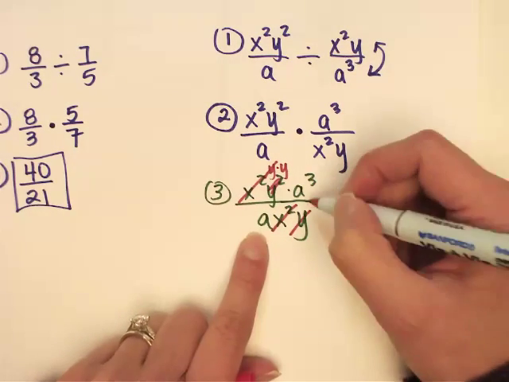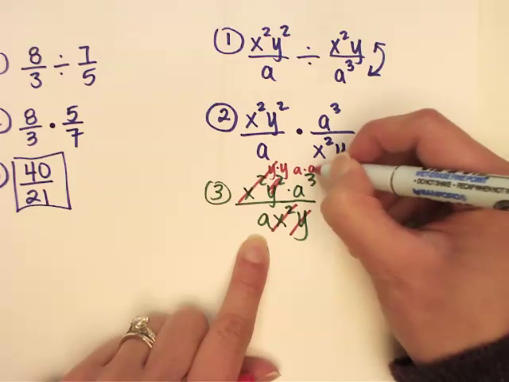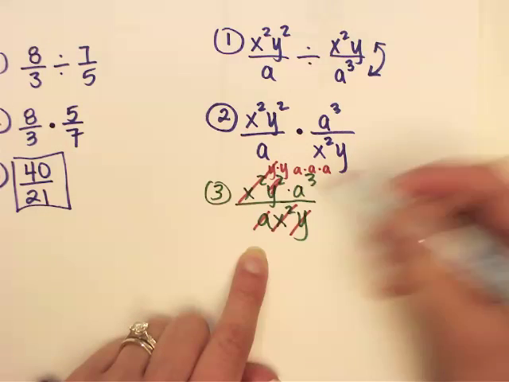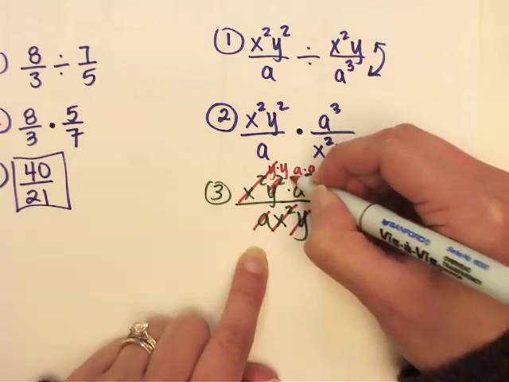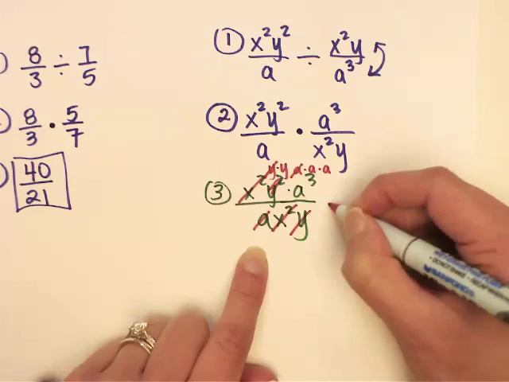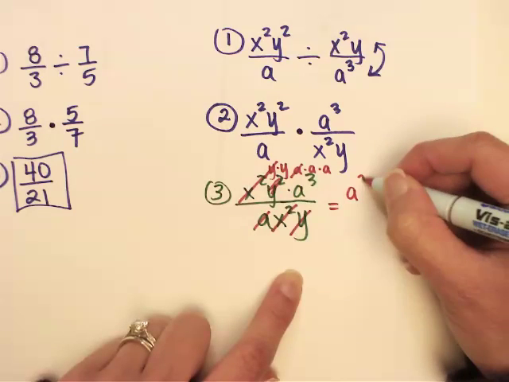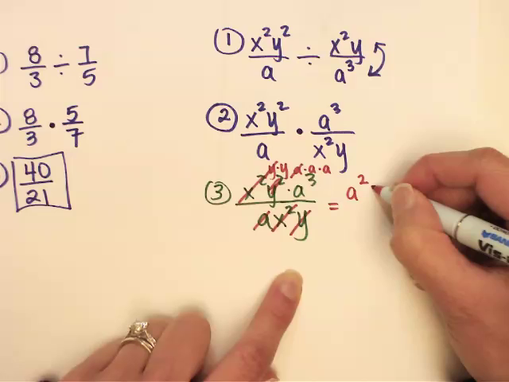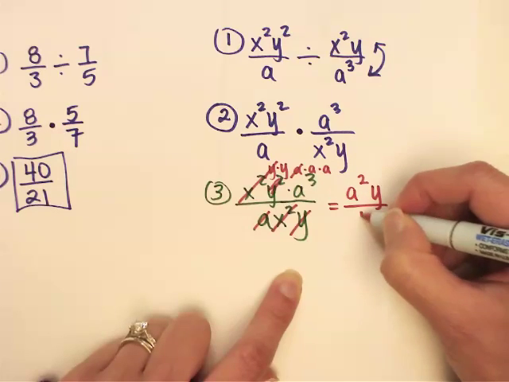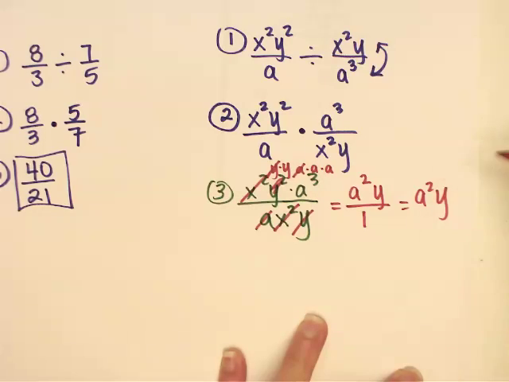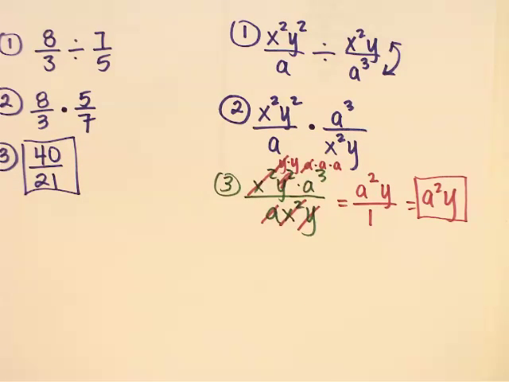With the a's, I'm going to rewrite that as a times a times a. So that's a cubed, and there's one a in the denominator that we can cancel with the numerator, so we're still left with 2 a's. Since we have 2 a's left over, that's a squared, and we have a y, and we have just a 1 in the denominator. So to simplify, we have a squared y. And that is your final answer.